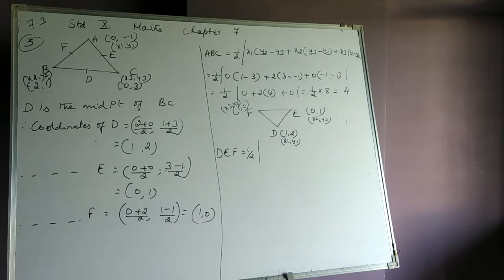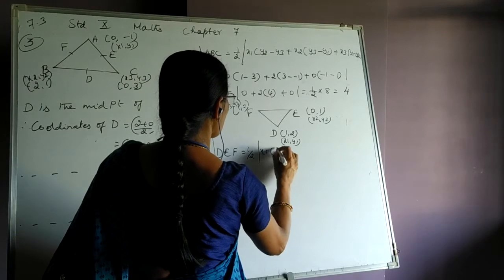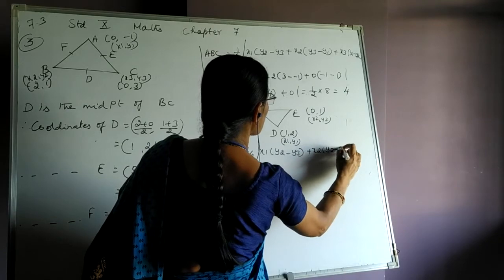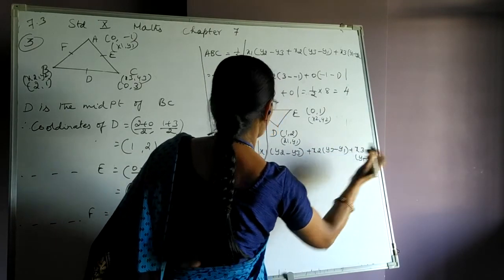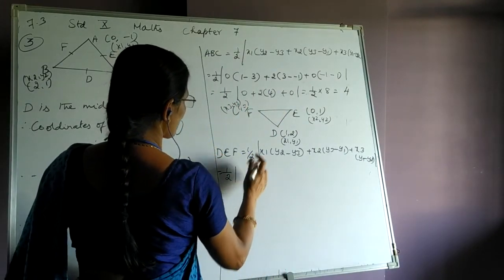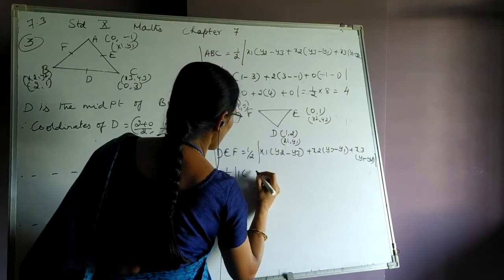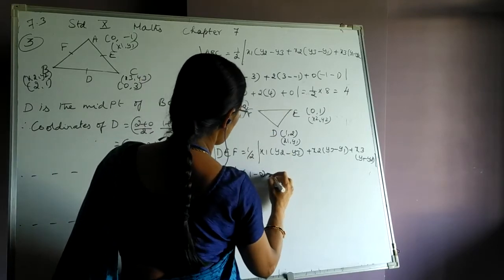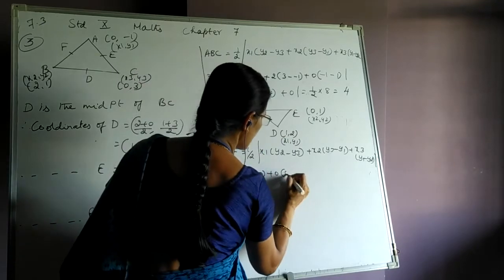Then we are going to calculate the area of the triangle formed by D, E and F. The D coordinates are (1, 2), E (0, 1) and F is (1, 0). Now we are going to find out the area of triangle DEF. Half into, I take any one as x1, y1, x2, y2, x3, y3. Even if you change the order, the value of the area of the triangle is not going to change.